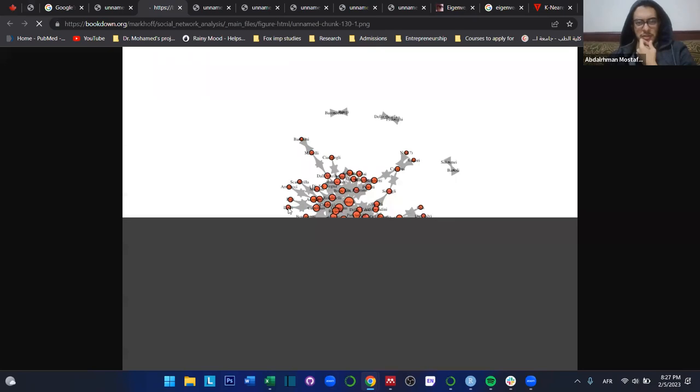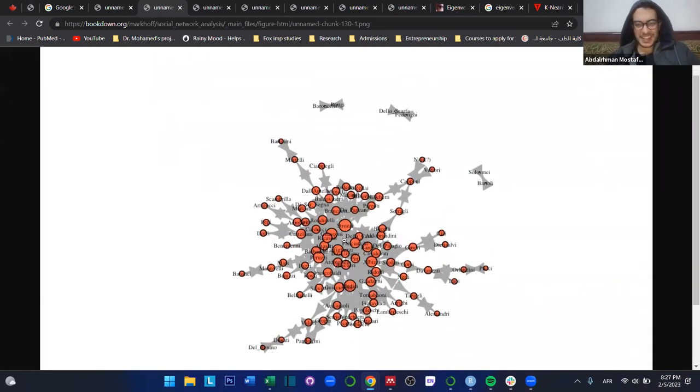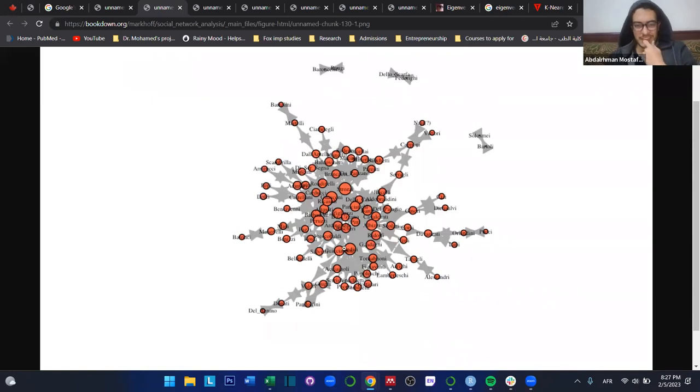And this is the final graph we're going to look at. So as you can see, it doesn't do a lot to distinguish the central families from the peripheral ones. However, the less connected families over here are not very favored by this measure of centrality.